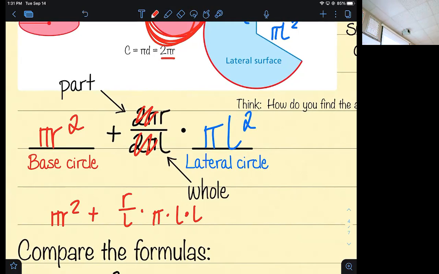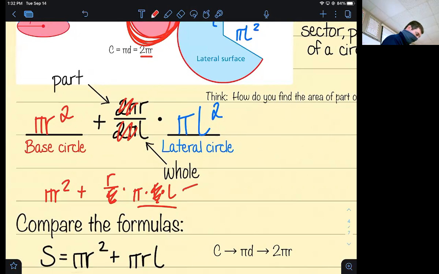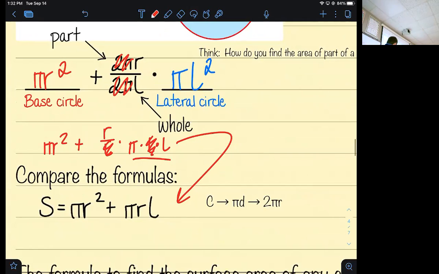So this L right here on the bottom of my fraction is going to cancel out with the L here in the same way that pi canceled with pi. This is on the bottom of the fraction. This is not even on a fraction, so we could say it's on the top of a fraction over 1. And so those will cancel out. And then I'm left with this. Pi r squared plus pi times r times L, just in a different order. That's where the formula came from. It was discovered, it wasn't created.